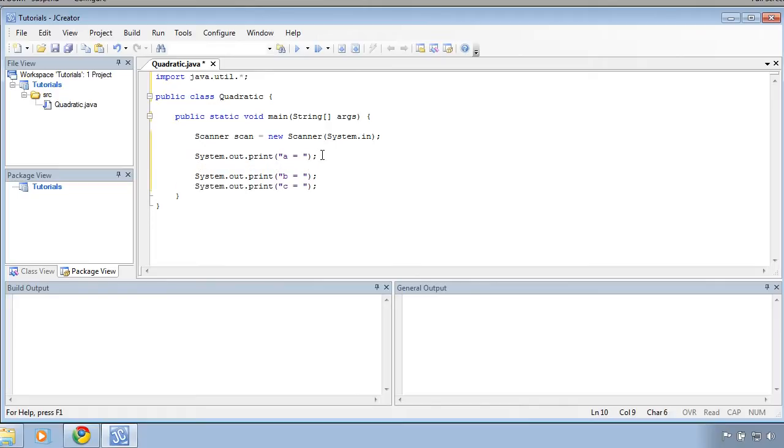So here we're going to have print A equals, and we're going to have double. We're going to be using a lot of doubles in this program. It's going to be double A equals scan.nextDouble. It's all stuff you know how to do.